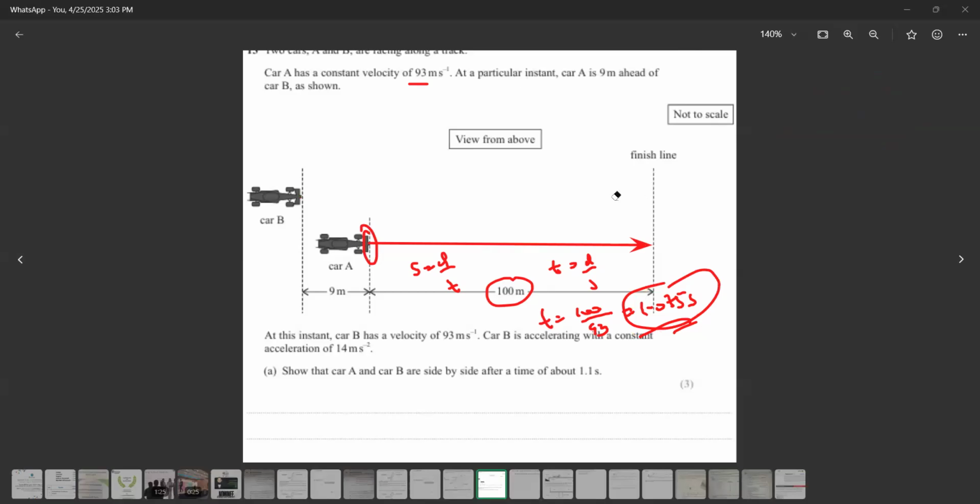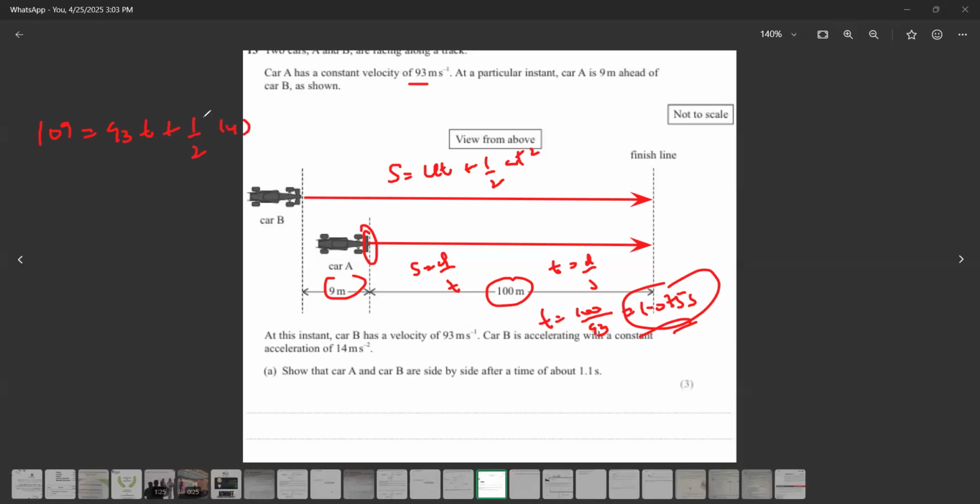Only the finish line. So the time taken by car B to reach the finish line from this instant. So S is equal to UT plus half AT squared. So we have S is equal to the total distance, 9 plus 100. So it has to cover 109 meters.